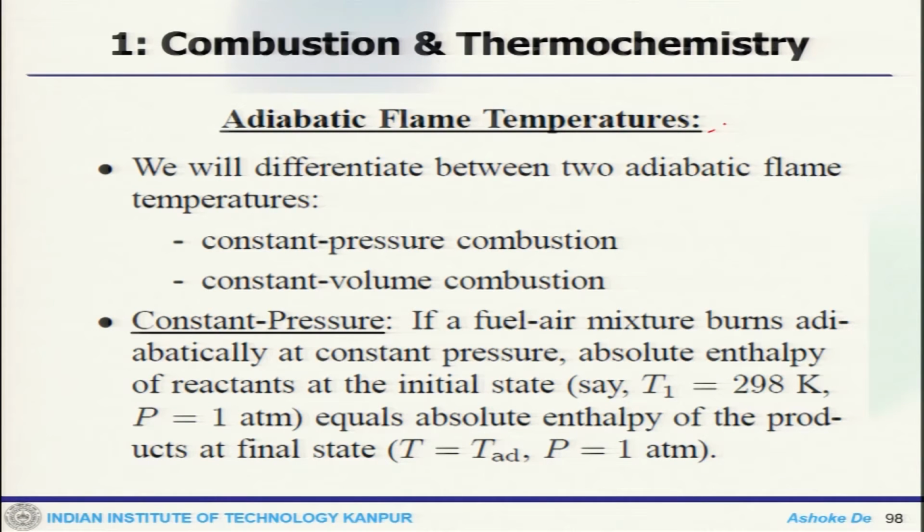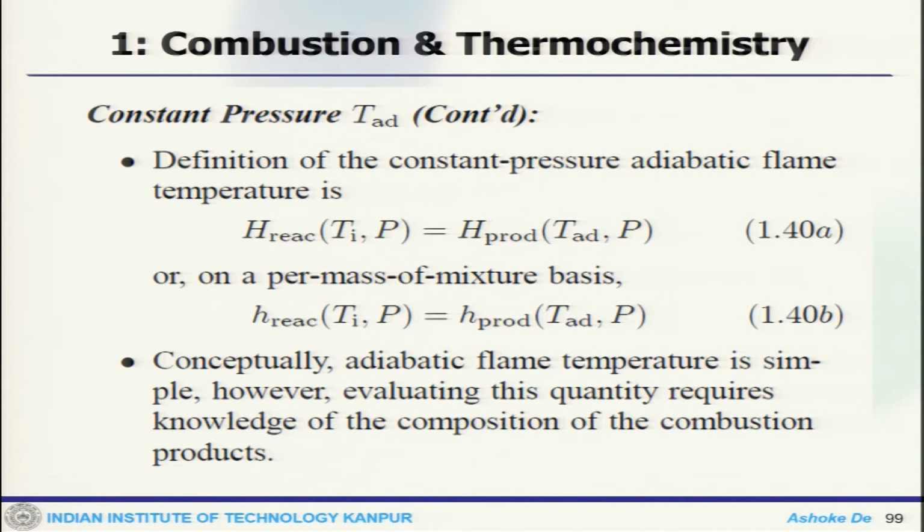Now, we will differentiate between two adiabatic flame temperatures. One is the constant pressure combustion process, another is the constant volume combustion process. Now, what happens when it is a constant pressure process? The fuel air mixture burns adiabatically at constant pressure. Absolute enthalpy of reactants at the initial state, say T1 and P, equals absolute enthalpy of the product at the final state, that is at T adiabatic and P atmospheric. That means there is no pressure change.